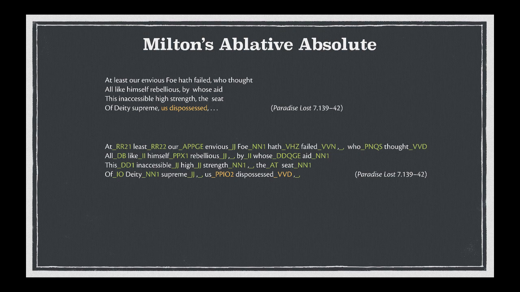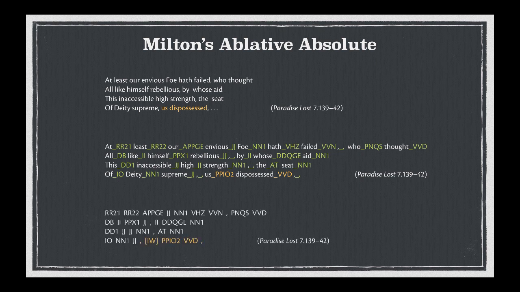Us, of course, is a pronoun in the objective case. Dispossessed is a verb. What I'm interested in now is looking at that grammatical structure and getting rid of the words, retaining only the parts of speech themselves, which looks a little bit like this, even more abstractly. What you can see here in the yellow between the commas is an implicit "with", which is an IW tag, followed by a preposition, followed by a verb. And that's the kind of structure that we would like to look for in the computer.